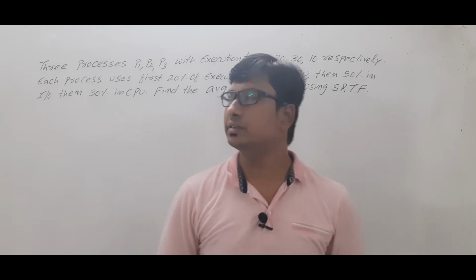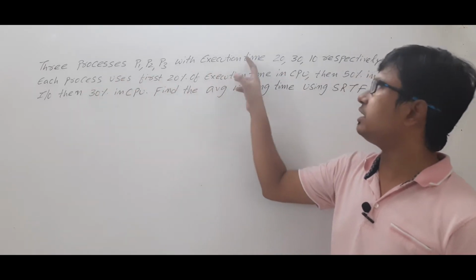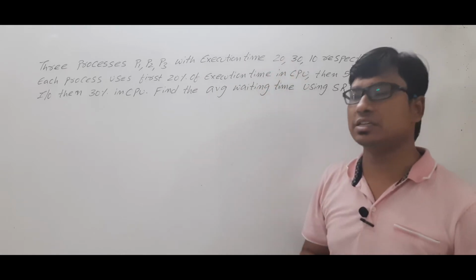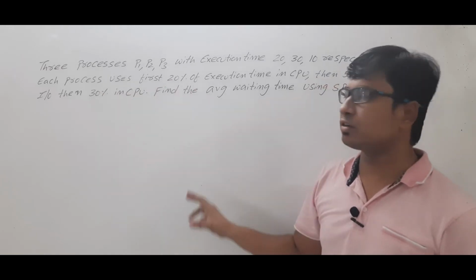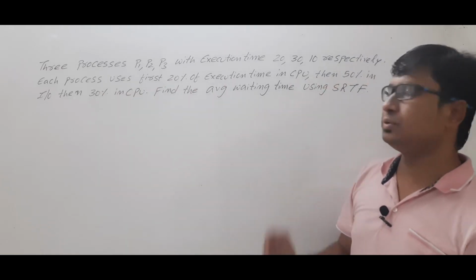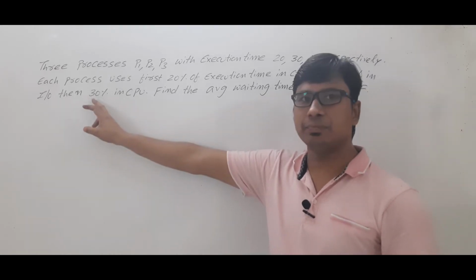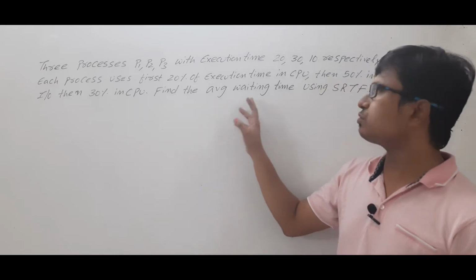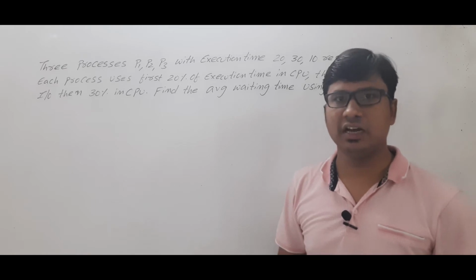Look at the question. Three processes, P1, P2, P3, with execution times of 20 units, 30 units, and 10 units respectively. Each process uses the first 20% of its execution time in CPU, then 50% in IO, then the remaining 30% of execution time in CPU. Find the average waiting time using the shortest remaining time first scheduling algorithm.